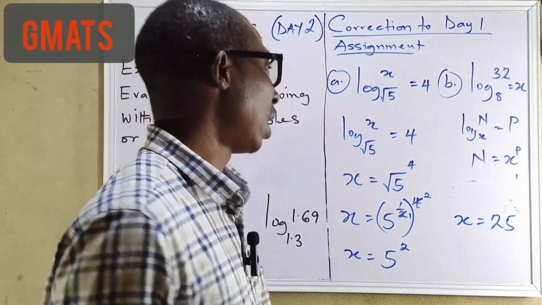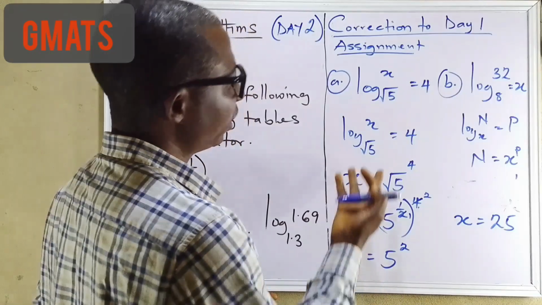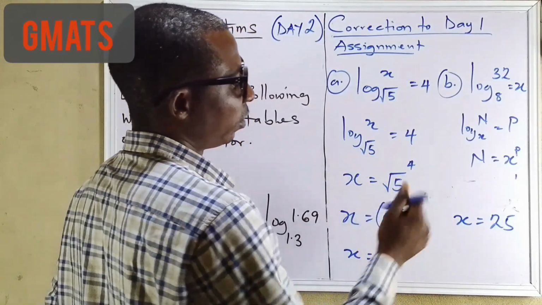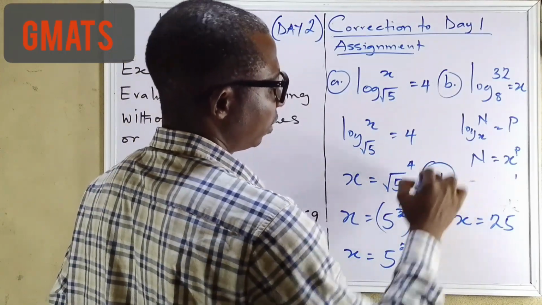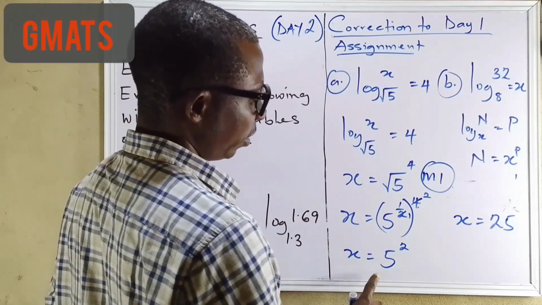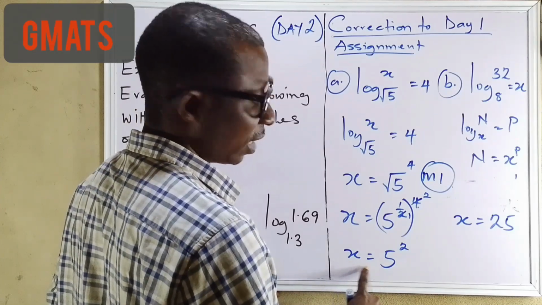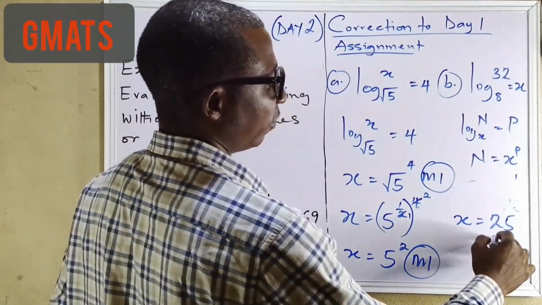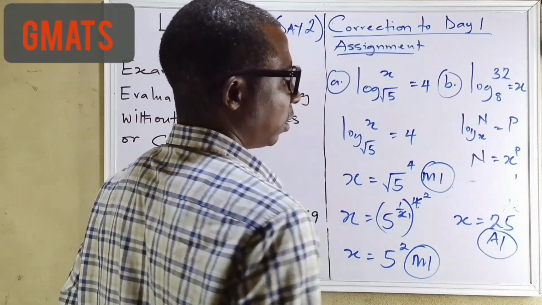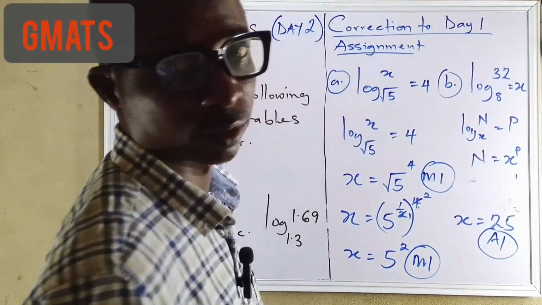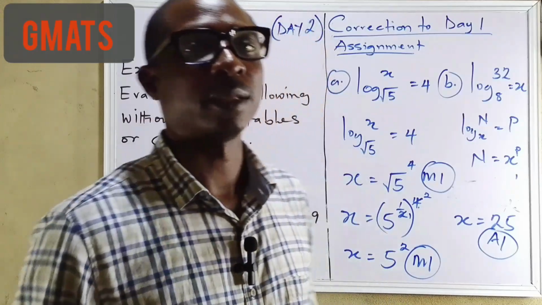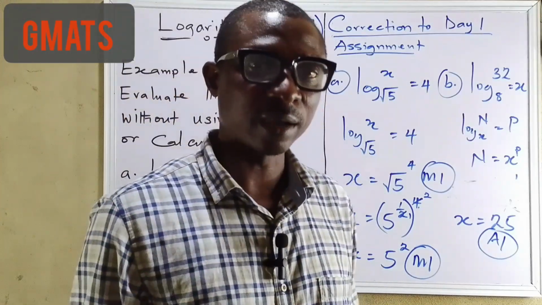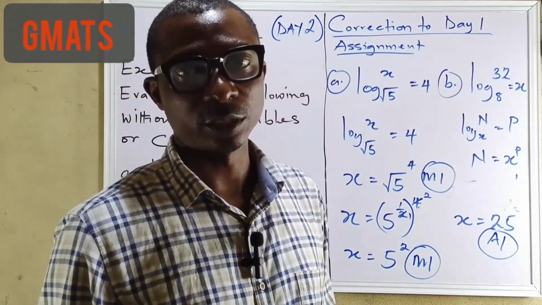All right, so how do you award marks? For changing this logarithmic equation to an index equation, there will be a method mark, M1. For getting to the level where we have x equals 5 raised to the power of 2, another method mark, M1. And then for getting the answer, A1. So that is 3 marks. So mark that, and let me have your score in the comment section.